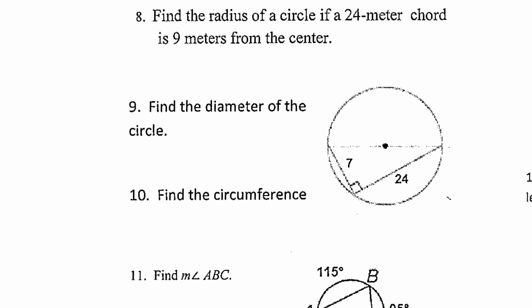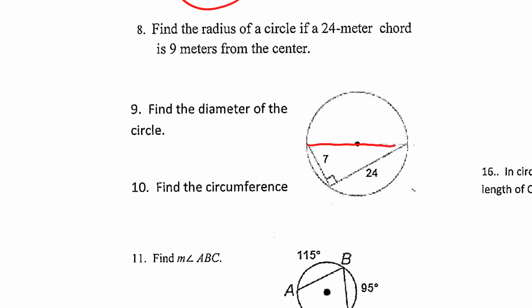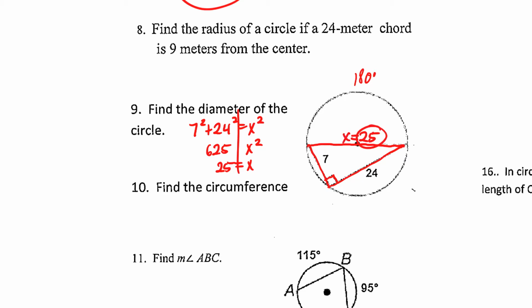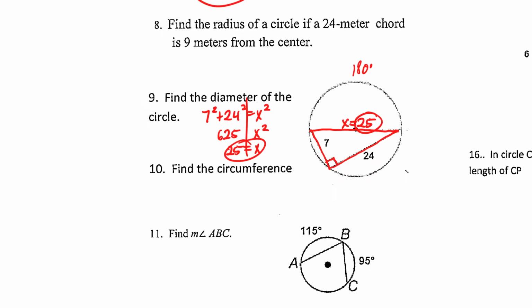Number 9 says find the diameter. Here's the diameter, and this is drawn in right here. With this being a diameter, this is going to be 90 degrees because this arc over here is 180. So how am I going to find the length of that diameter? Pythagorean theorem. 7 squared plus 24 squared equals x squared. This gives you 625 equals x squared. Take the square root, and this equals 25. That's the diameter. Then how do we find the circumference from that? Diameter times pi, which gives you about 78.5, whatever units.